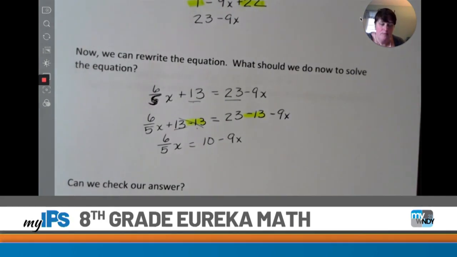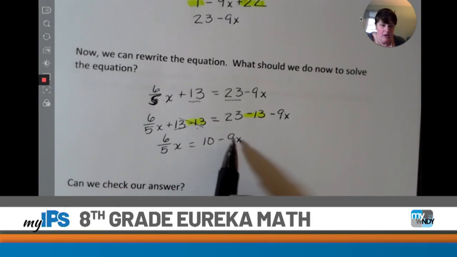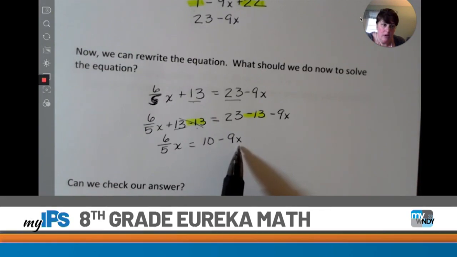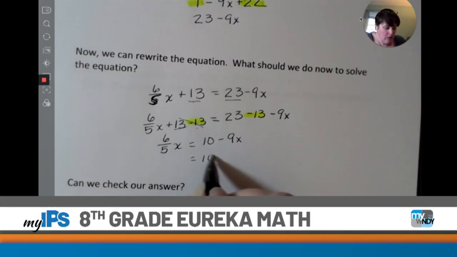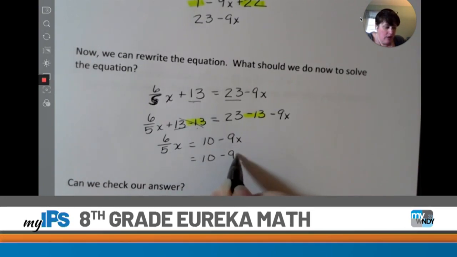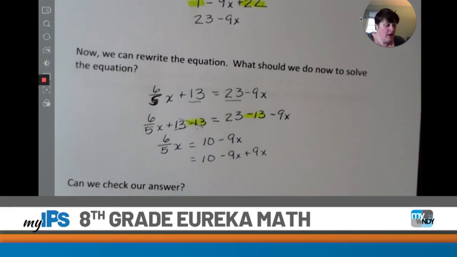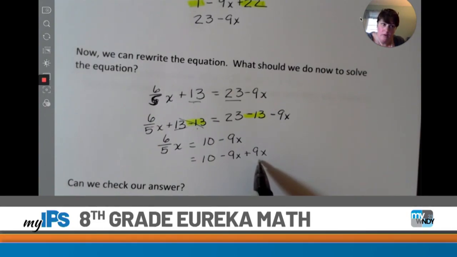Now I have to think again. If I'm thinking about 10 minus 9x, I have a negative 9x. What's the opposite of negative 9x? Are you thinking it's positive 9x? So what would we need to do to make a 0 pair? Negative 9x, positive 9x. If I add 9x to the right-hand side, what do I have to do on the left-hand side? Are you thinking that you have to also add 9x to that side? I think you're right.